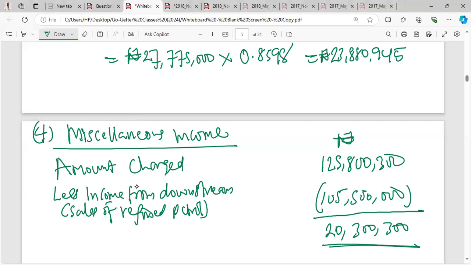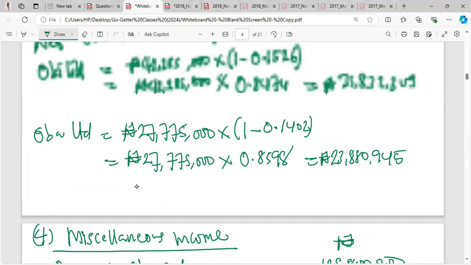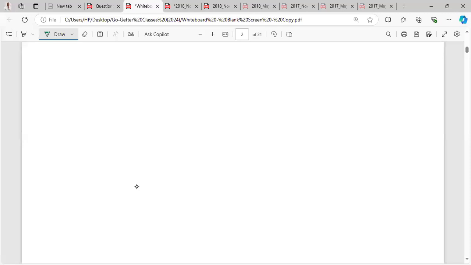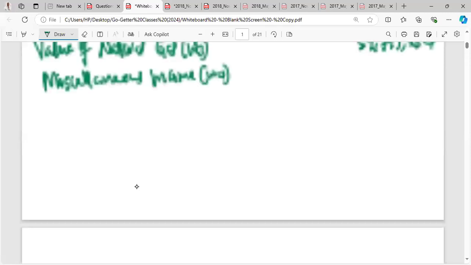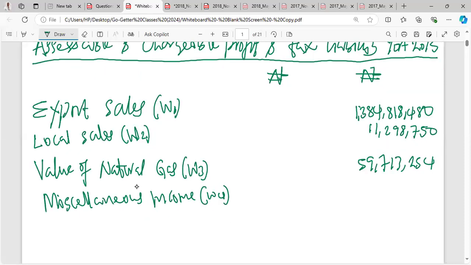So this is your miscellaneous income, 20,300,300. So we'll go up now and slot it down in our account. So this is 20,300,300. And now your income is finished.